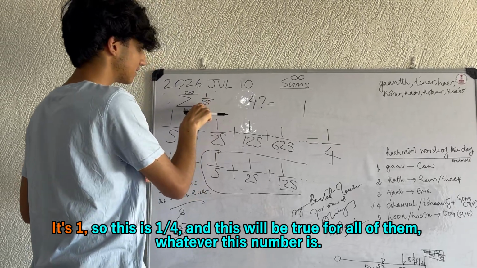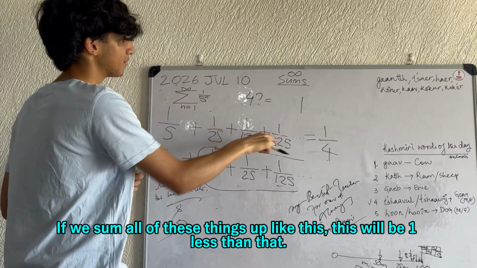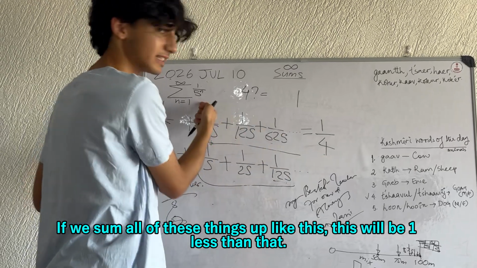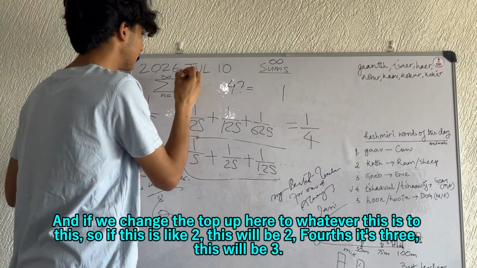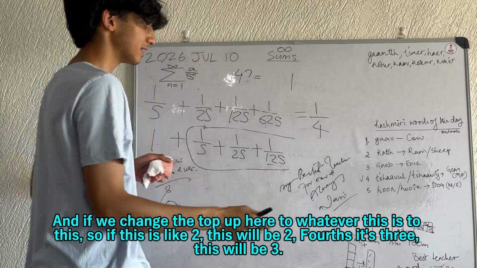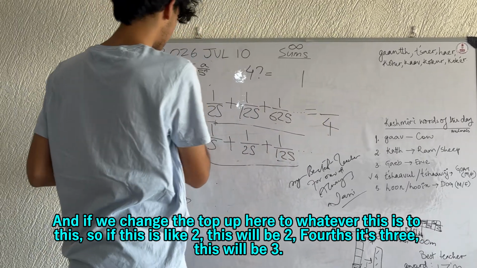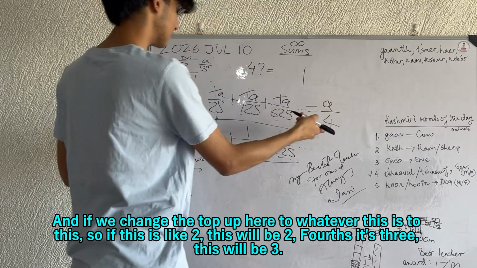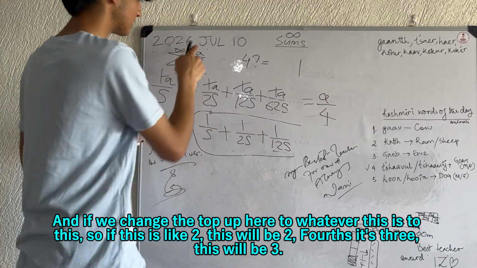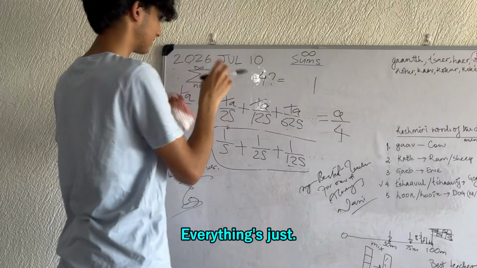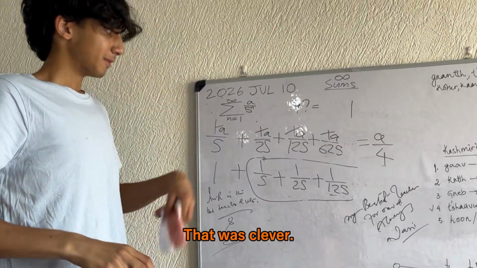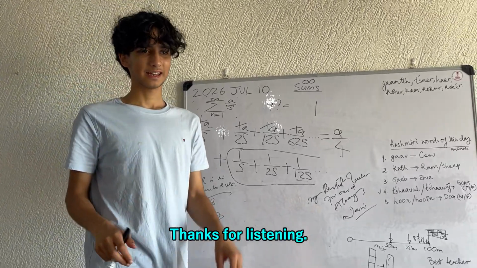Whatever this number is, if we sum all of these things up, the answer will be 1 over 1 less than that number. And if we change the top up here to whatever this is, this will just change too. So if this is 2, this will be 2/4. If this is 3, this will be 3/4. I see, because everything's just scaled. That was clever. Thanks for listening! Thank you, sir.